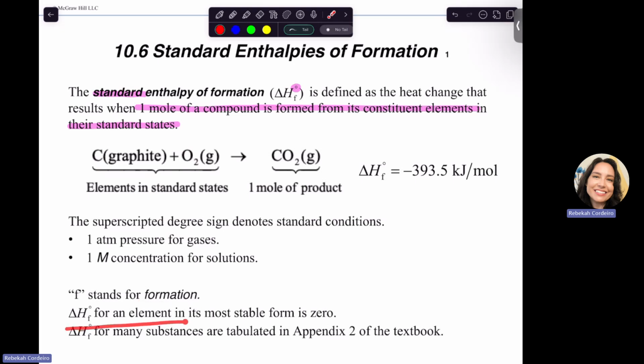The formation of an element already in its stable form is 0 because you don't have to put any energy in or get any energy out to form it. It already is formed and it's in its standard condition. And then the delta H formation for many substances is in Appendix 2 of the textbook if you need to look that up, which you probably will for some of the homeworks.